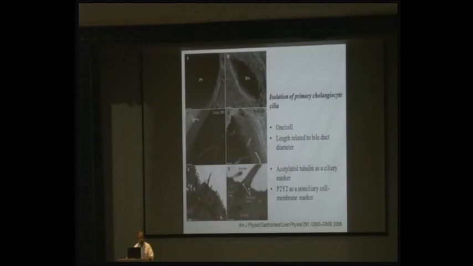So in the cholangiocytes there is 1 cilium per cell, and the length of the cilium is related to the diameter of the bile duct. So larger ducts have longer cilia. And also there are certain markers: acetylated tubulin was used as a ciliary marker, whereas P2Y2 was used as a non-ciliary cell membrane marker.